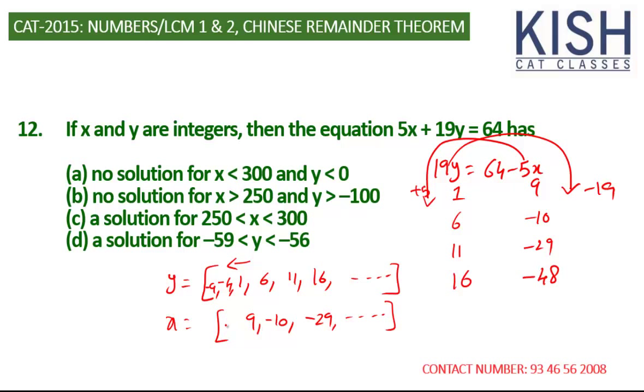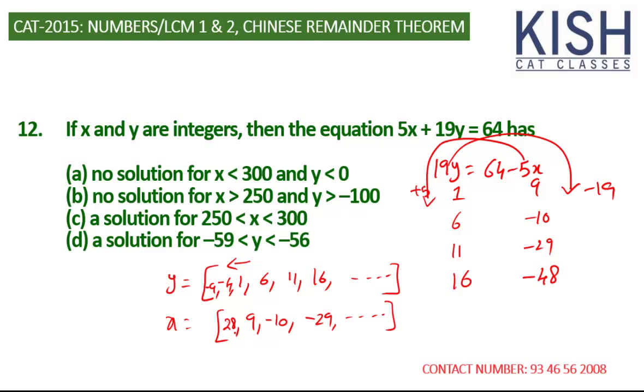So here as well we can say it's going to be 19 here. Minus 19, that's going to be 28. Look at this one, we are trying to minus 19. So that's going to be 28, so we can say 28 on the positive side. No solution: x is greater than 250 and y is greater than minus 100. There is a solution, right?